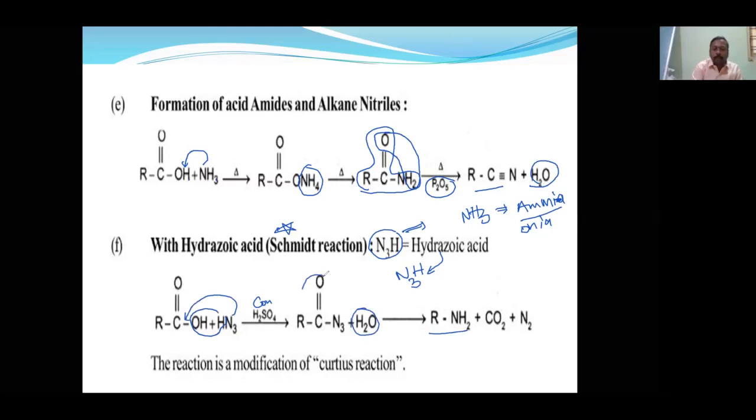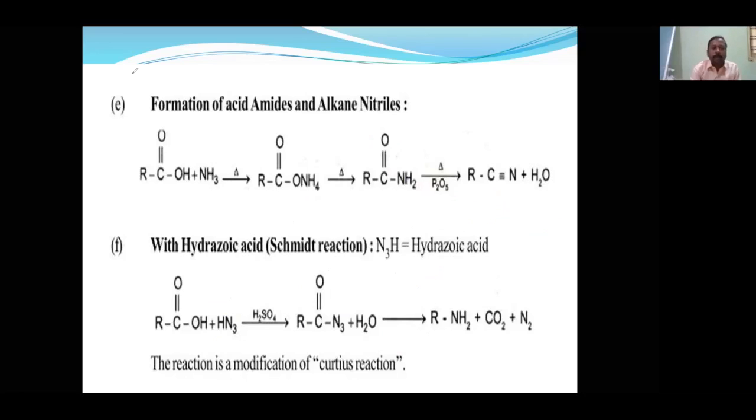Amide, and this CO and this oxygen will be removed as CO2. Out of 3 nitrogen, 1 nitrogen is here, remaining 2 nitrogen will be emitted as N2. This reaction is a modified version of the Curtius reaction. Curtius reaction, Schmidt reaction, almost same, just small modification is there. Curtius reaction is used for preparation of amides only.